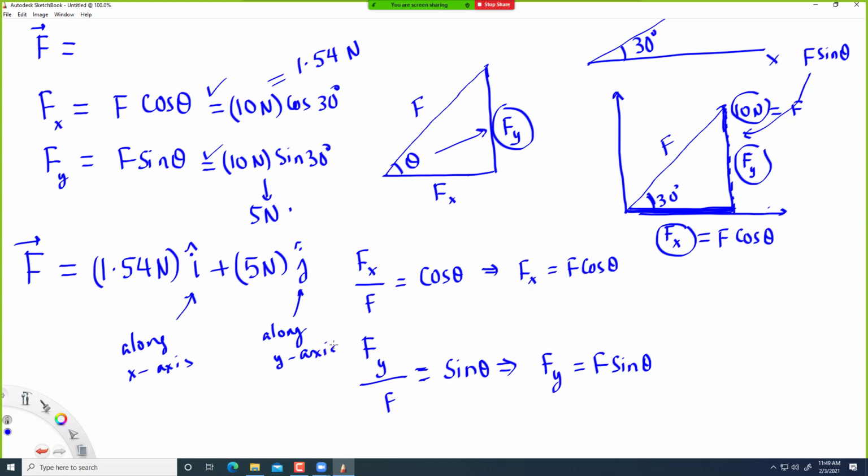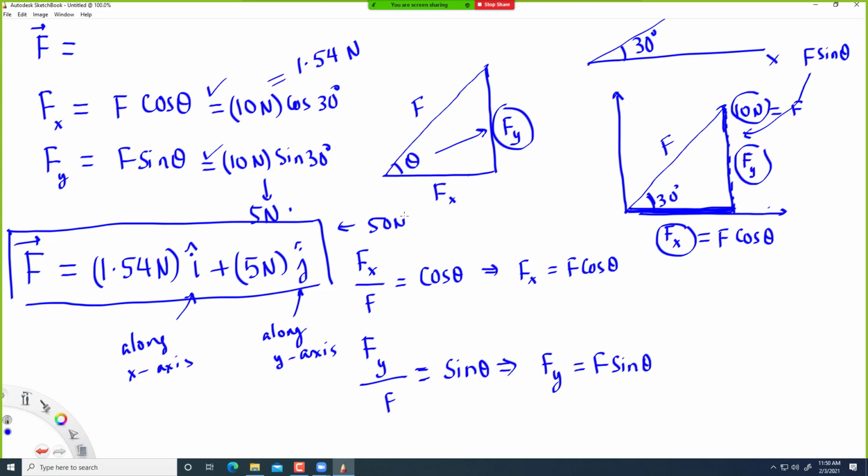So this is another way of representing this thing, 10 Newton applied at 30 degrees. We will talk more about this in the next class as well as in lab. We'll be doing an experiment on this in lab today.